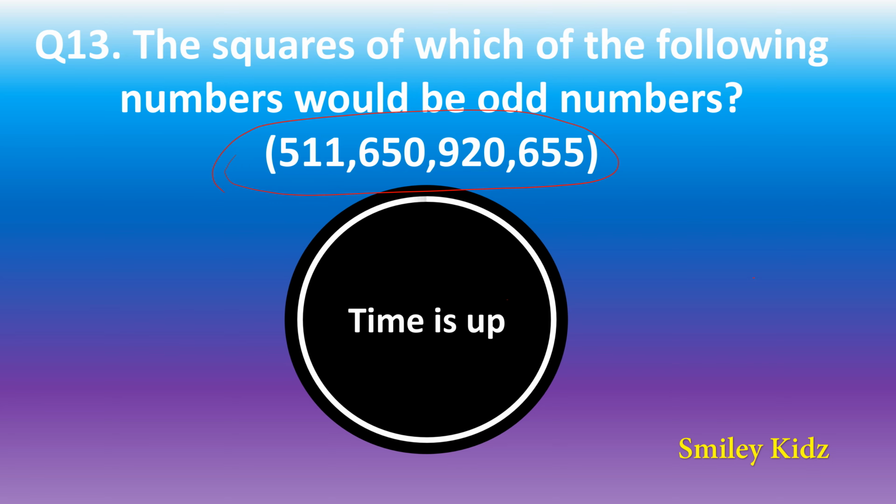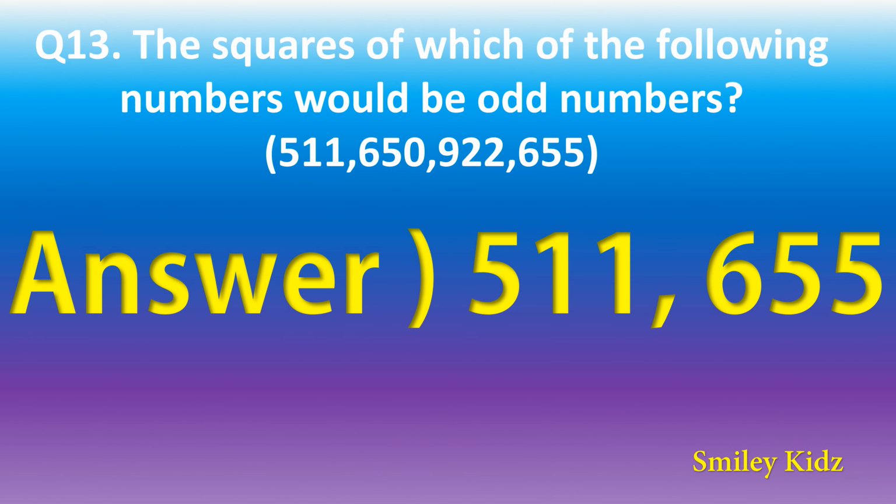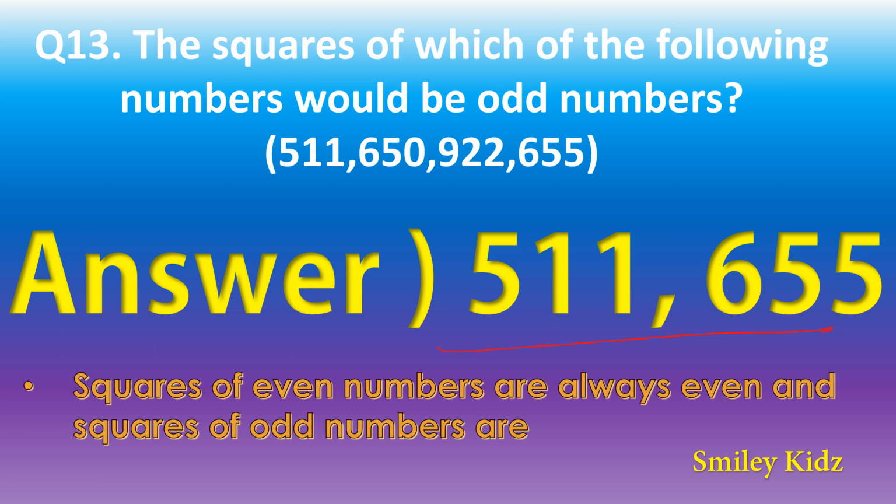Your time is up. And the right answer is 511 and 655. We have learned in one of the property that the squares of even numbers are always even and squares of odd numbers are always odd. So we have 511 and 655 as the odd numbers. So their squares also will be odd.